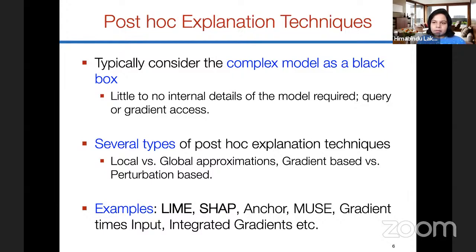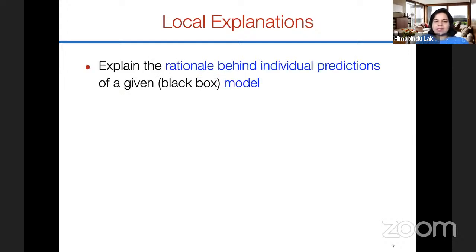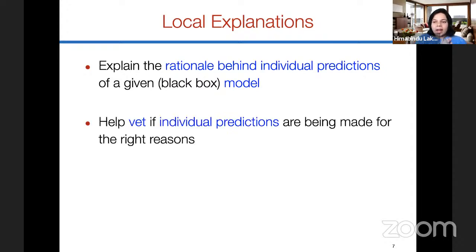So in the first part of the talk, we'll focus on LIME and SHAP, and then in the second part, we'll go to some more general approaches and also put some focus on global explanation techniques. So I'll talk about that in a bit. Okay, so in this part of the talk, we'll mostly look at local explanations. What do I mean by local explanations? As I just mentioned, the goal here is to explain the rationale behind individual predictions of a given black box model, right? Why do we need this kind of local explanation?